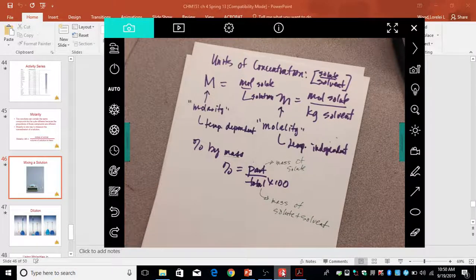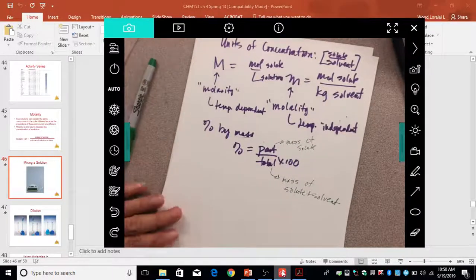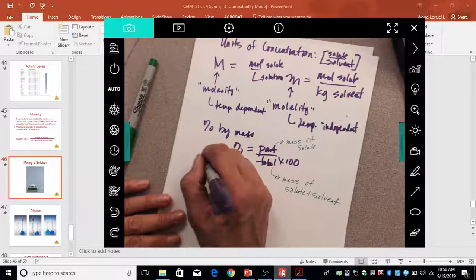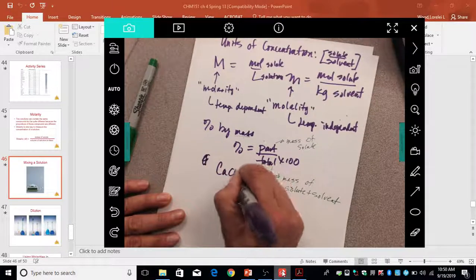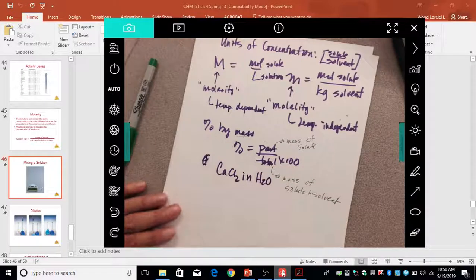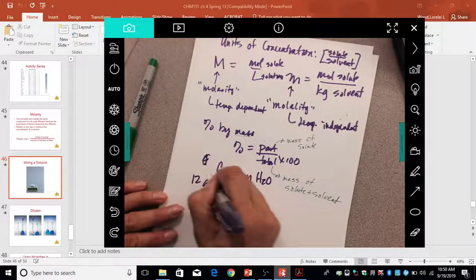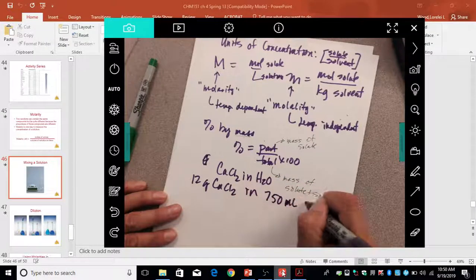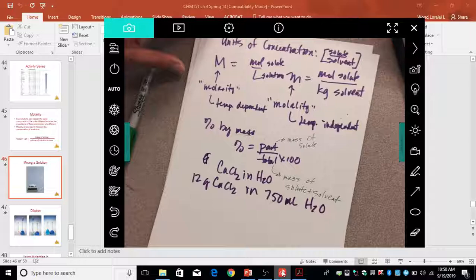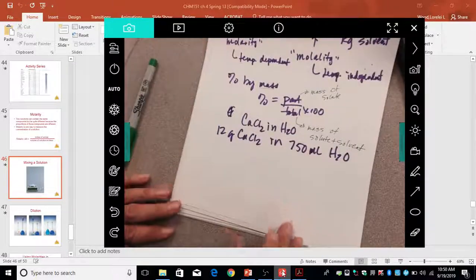Right, so there's the three major units of concentration that we use depending on what it's going to be useful for. All right, let's try an example. Something super simple, like let's try some good old calcium chloride in water. All right, so I'm going to take 12 grams of calcium chloride in 750 mL of water. Let's calculate some concentration units based on that information.